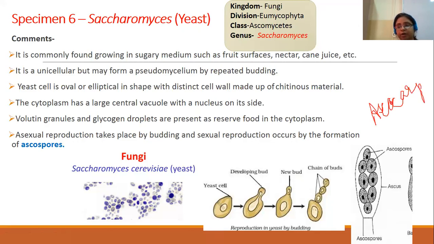This is the practical part that we are doing. These ascocarps bear asci on their tips, and each ascus is filled with ascospores. These ascospores are haploid, and they will germinate to produce new yeast. So in this way the life cycle of this fungus, yeast, completes. Now I will show you the models of it.